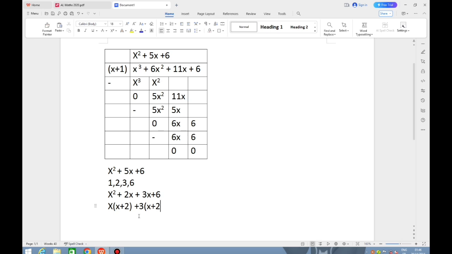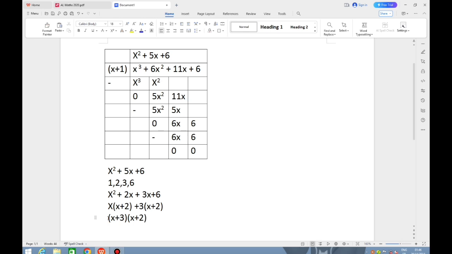That's x plus 2. Take note that we're trying to make what's in this bracket the same. And from here, we now bring these two terms together, that's the x and the positive 3. So that's going to give x plus 3 into x plus 2. Now we have factored the quadratic.